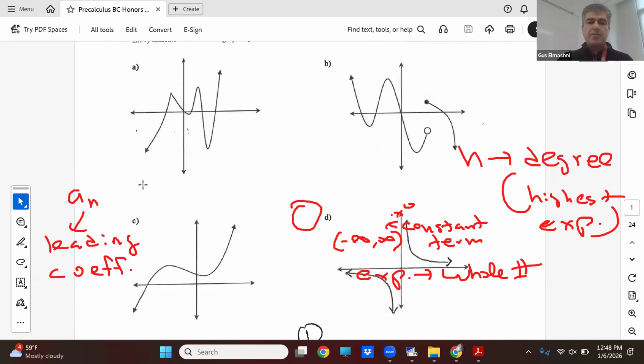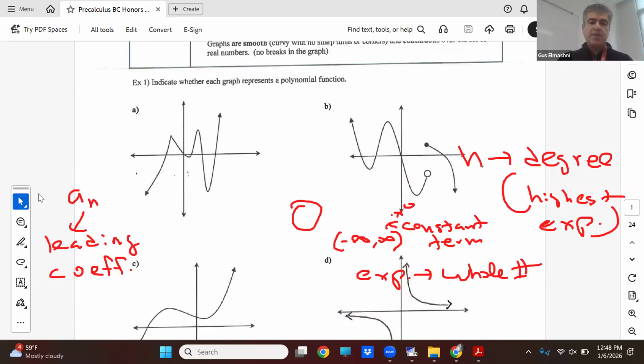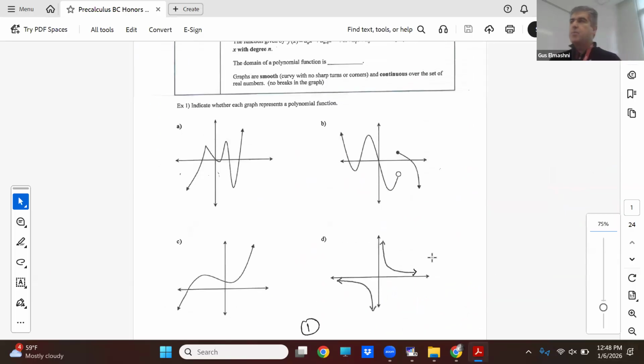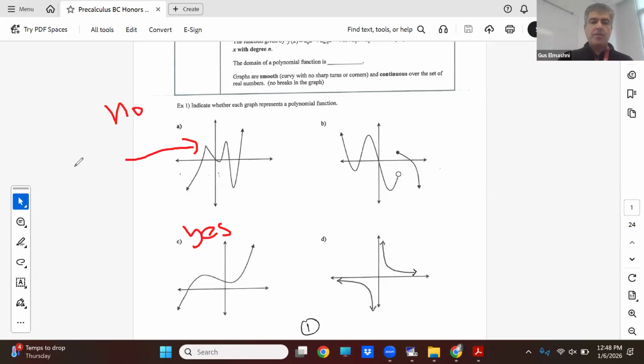So end behavior. Or sorry, before we do that, let's talk about what is a polynomial function. Which ones are? Again, it's got to be nice and smooth, no breaks, right? Domain's all real numbers. So of these four graphs, only one of them is a polynomial. Which one is it? Yep. That's no, sharp corner. That's no. There's a discontinuity.